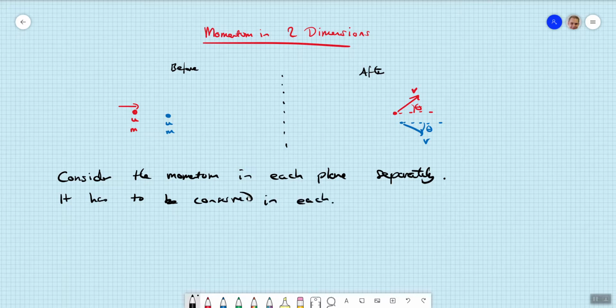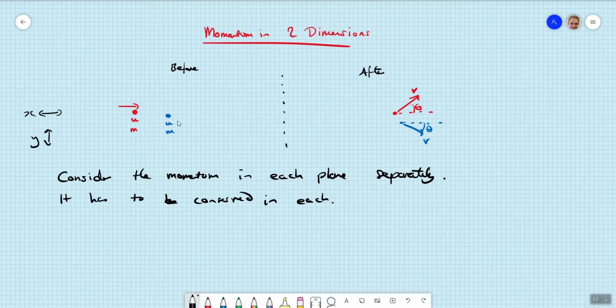And what does this mean? Well, initially there is only momentum in the x plane. So there's our x plane and there's our y plane. Initially there's only momentum in this direction, which means that overall there must only be momentum in this direction afterwards.